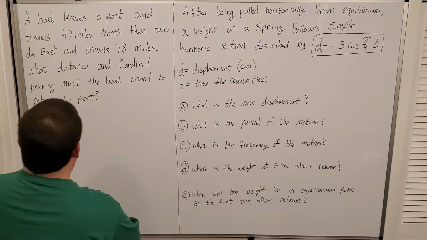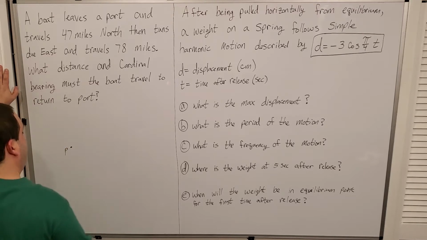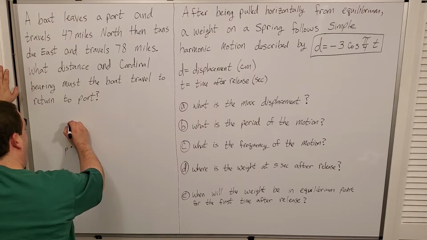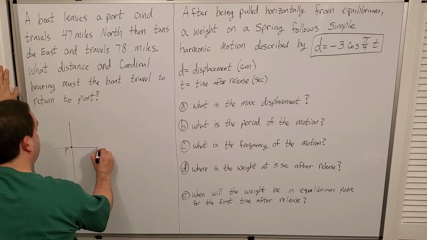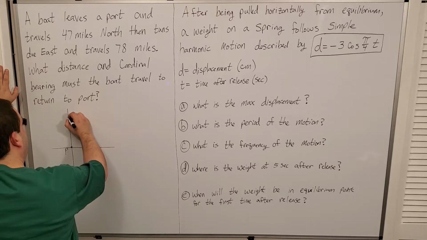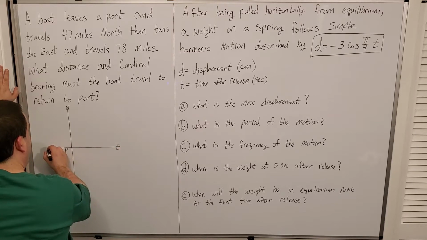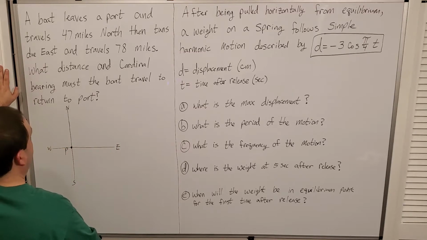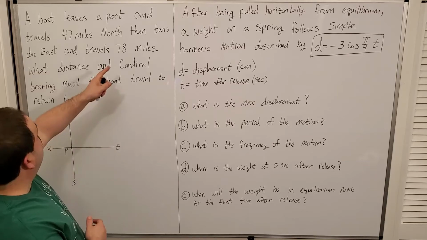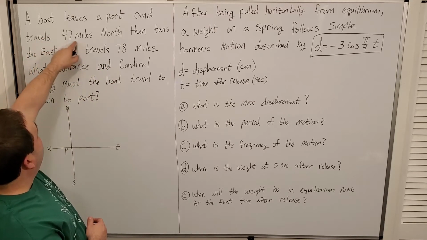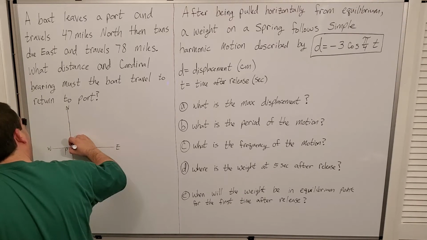I'm going to draw the port at some point, like so. And at this port, I'm going to put a north-south line and an east-west line. So here's my north line, here's my south, here's my east, and here's my west, and the port is in the center here. It was said that the boat traveled 78 miles east, but after the 47 miles north. So he traveled north first.